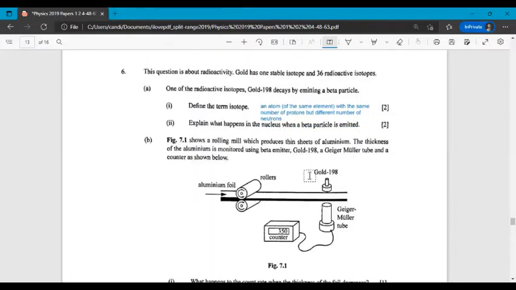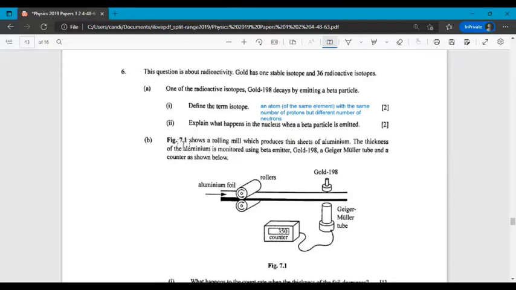All right. Part A2. Explain what happens in the nucleus when a beta particle is emitted. So this is only 2 points, so we're just looking for a brief definition here. Verbally describe what happens during beta decay. So during beta decay, we have a transformation of a proton in the nucleus into a neutron. And at the same time, we have an emission of an electron that was created in the nucleus.